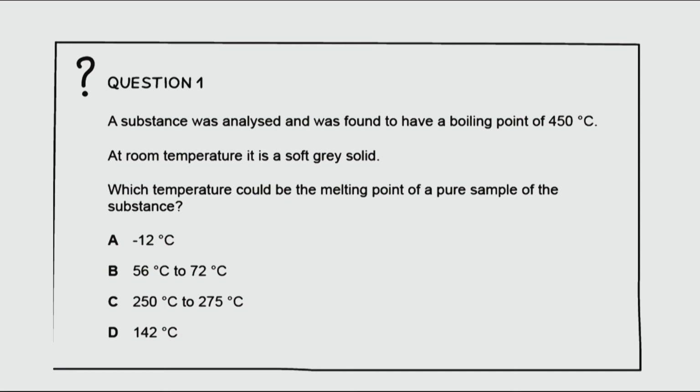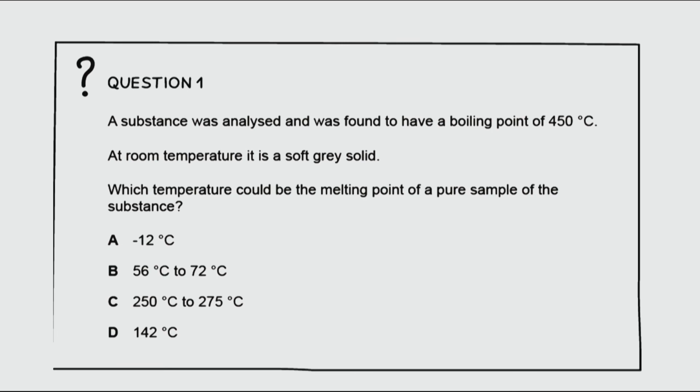Then you've got answers B and C, which say B: 56 degrees Celsius to 72 degrees Celsius, and C: 250 degrees Celsius to 275 degrees Celsius. These are ranges of temperature. As we said before, a pure substance will boil or melt at a specific temperature. But B and C have given a range of temperature, so they cannot be correct because the sample taken is a pure substance. So we are left with answer D.